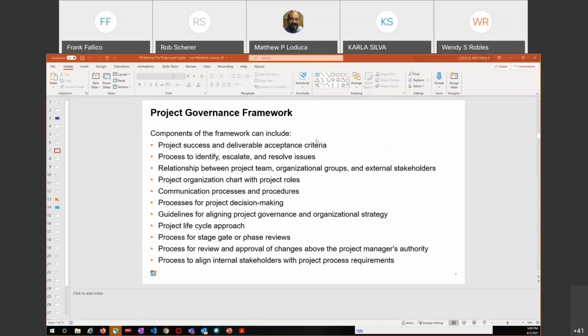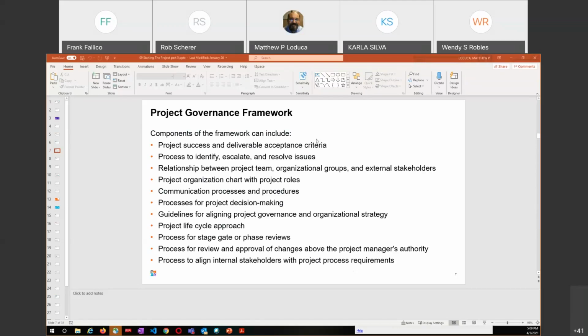Guidelines for aligning the project governance and organizational strategy. So again, this is guidelines for guidelines to guide us in how we're doing stuff, like more redundancy there. The project lifecycle approach: governance will say, hey, we're using waterfall, we're using Agile, we're using XP, whatever lifecycle approach we're going to use.